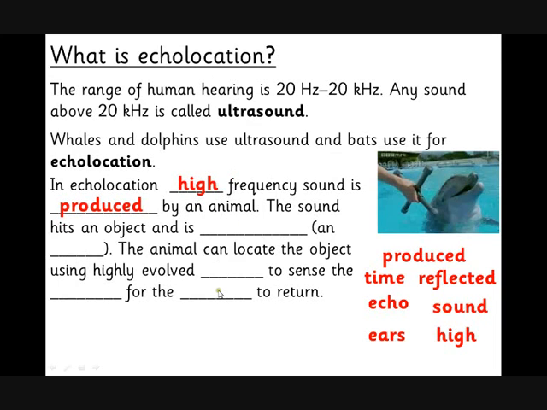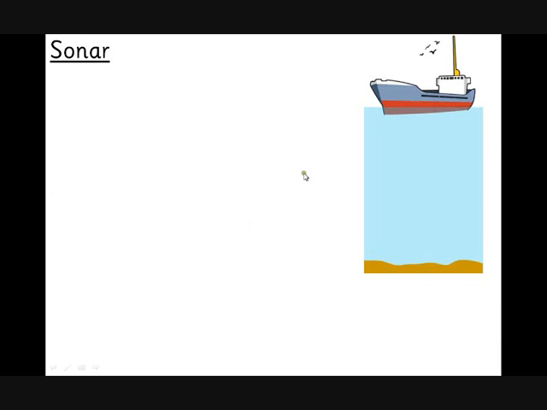The sound hits the object and is reflected, which is what we call in everyday life an echo, but we should more scientifically call it a reflection. The animal can locate the object using highly evolved ears, so it's got to be able to make the sound and detect it itself, and it senses the time for the echo, the sound, to return. Okay, we've adapted this for use ourselves as human beings.